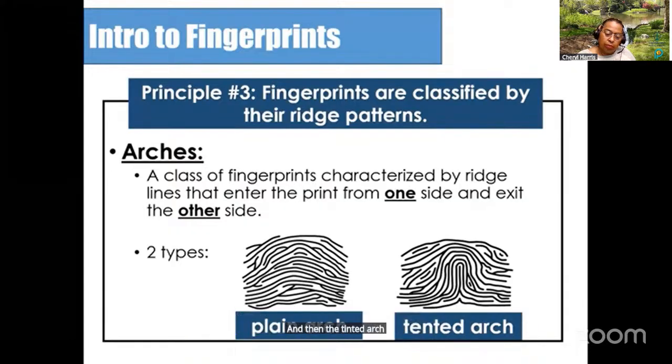A plain arch has a smooth, subtle rise and fall, and then our tinted arch is going to have a more distinct peak. I think about a plain arch as being like a little hill and a tinted arch like a mountain.